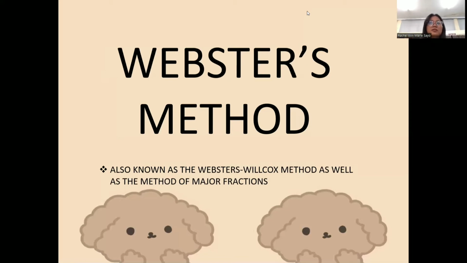The difference between the three methods is the rule for rounding off the quotas. Jefferson's method rounds the quotas down to their lower quotas, and Adams's method rounds the quotas up to their upper quotas. Webster's method, on the other hand, rounds the quotas either up or down following the usual rounding rule. Is that all clear?